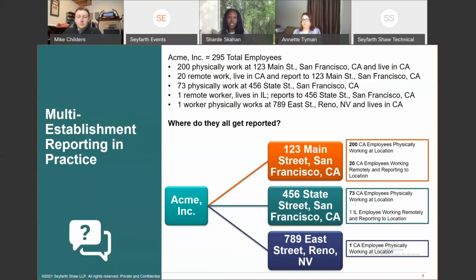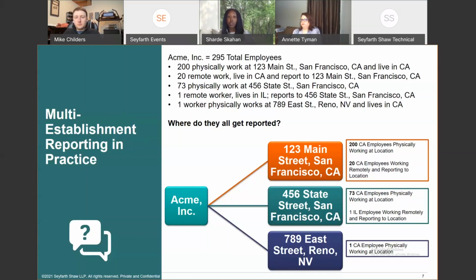For that 123 Main Street establishment, that's going to include all 200 employees who are physically working at the location, as well as the 20 employees who are remote working. They're living in California, but they are reporting to that 123 Main Street. So those are the people who are going to be included for that establishment.